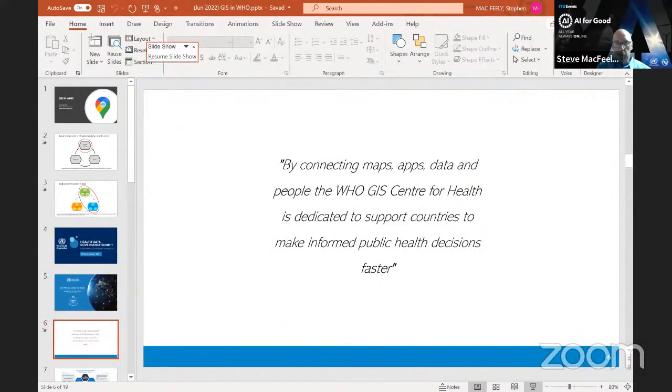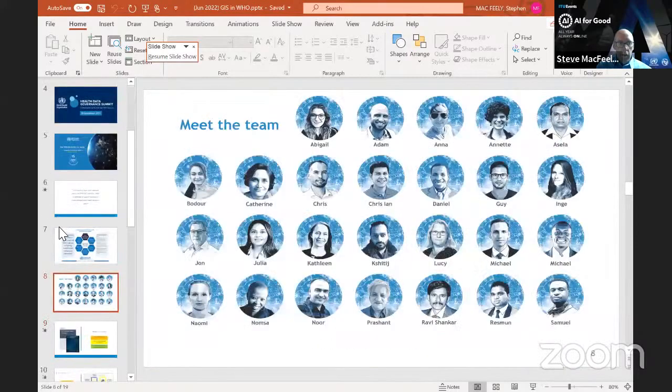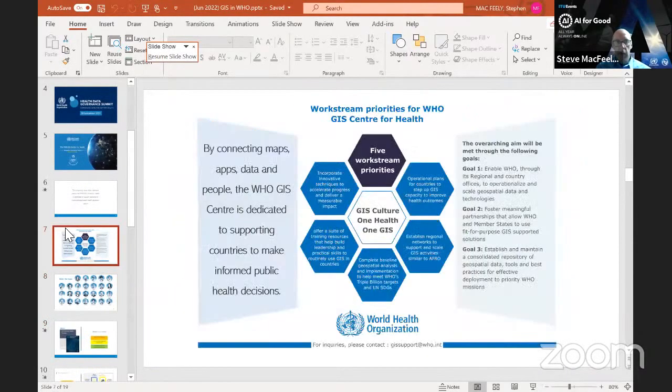So really, this is our mission statement. By connecting maps, apps, data, and people, the center is dedicated to supporting countries and WHO to make public health decisions faster. So how are we going to do that? Well, we have basically a set of work streams. And what we're trying to do is link 3 goals. The overarching aim, as I said, is to enable WHO, both at HQ, at regional level, and at country level, to operationalize and scale geospatial data.